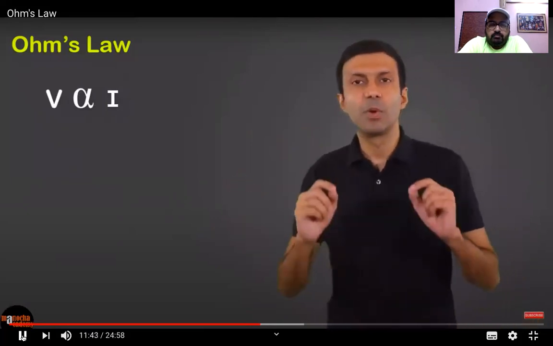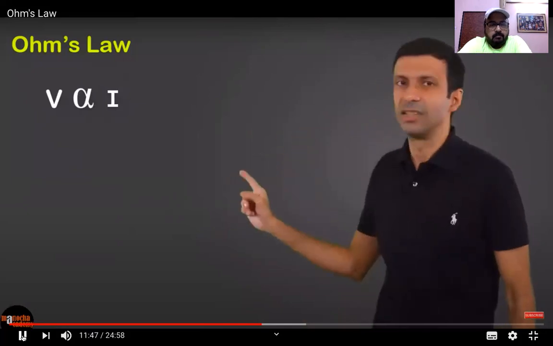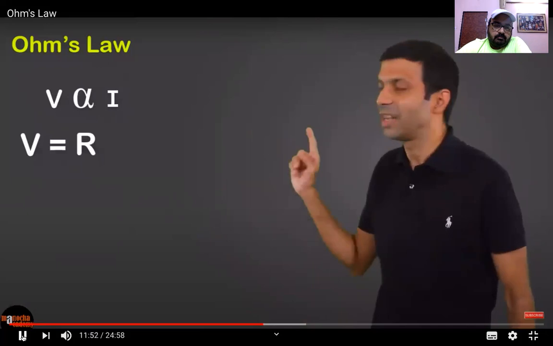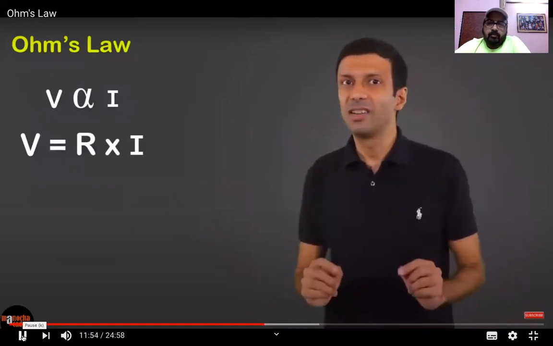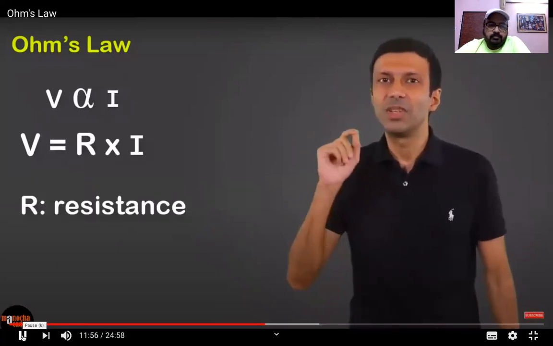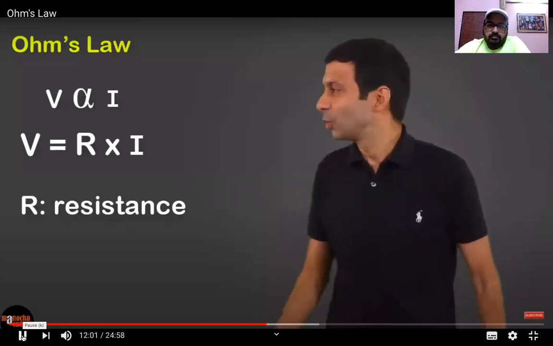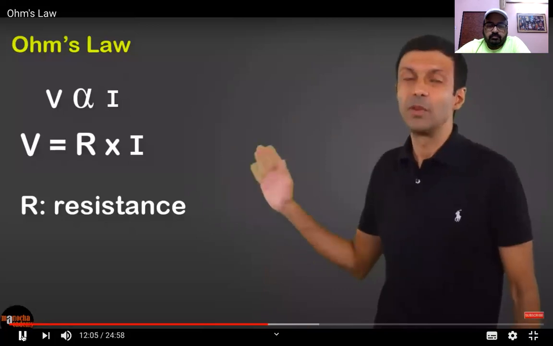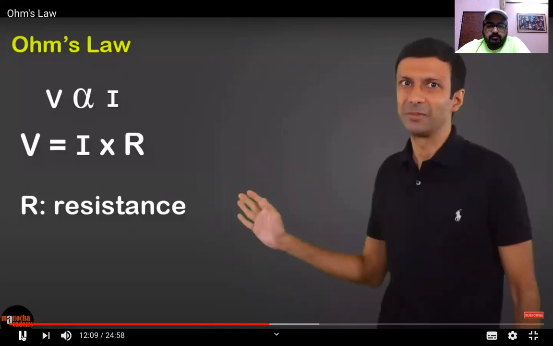Now we can change the proportional relation into an equation by adding a constant. So we get V equal to R into I. So this is what we're looking for, resistance. This constant R is called the resistance of the conductor, that is the wire. So this is the mathematical relation of Ohm's law. But we usually remember it as V equal to IR.